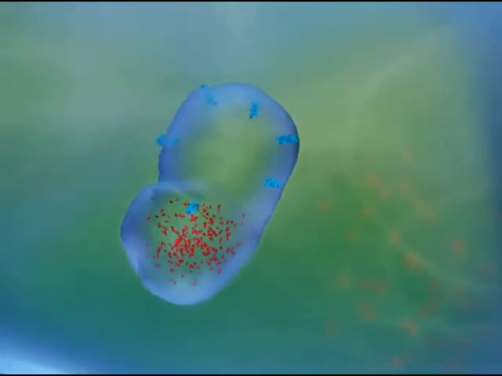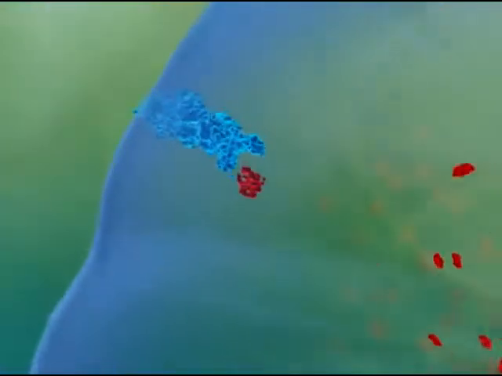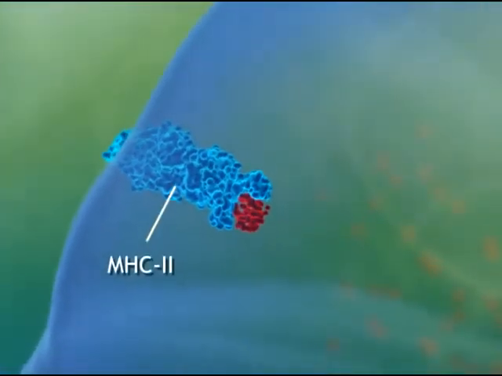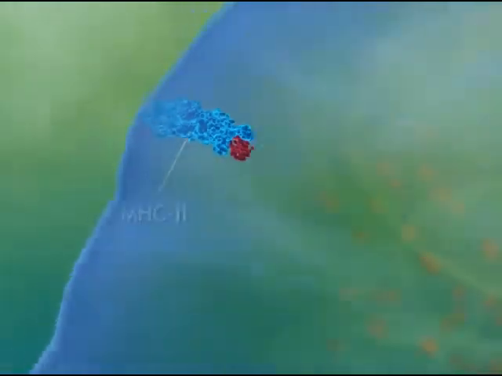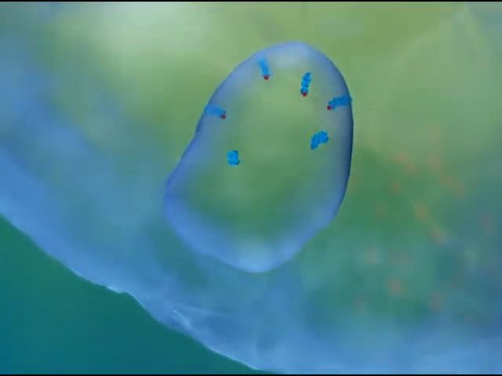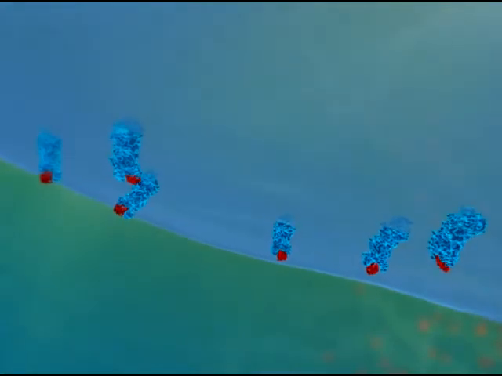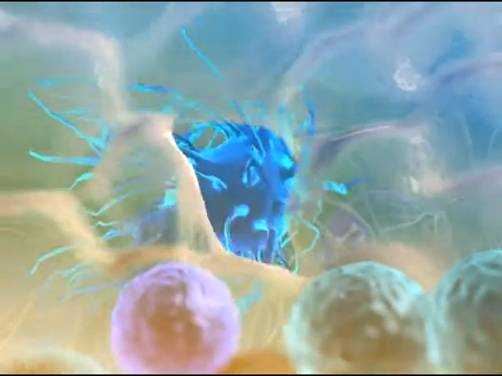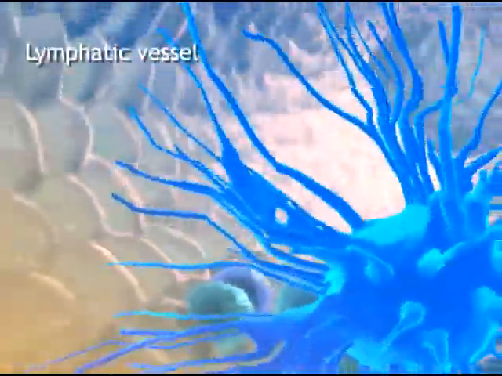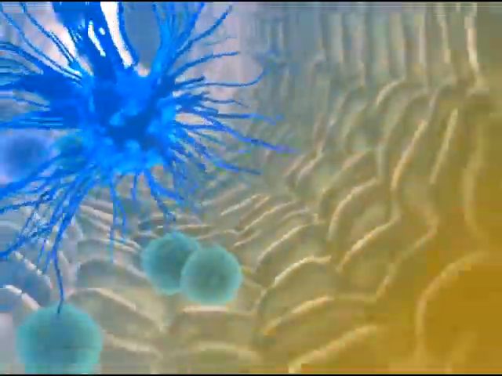The dendritic cell then attaches the rhinovirus epitopes to presentation molecules called MHC2. This complex folds outward so that it sits on the outside of the dendritic cell membrane. The dendritic cell then enters a lymphatic vessel and travels to a nearby lymph node.